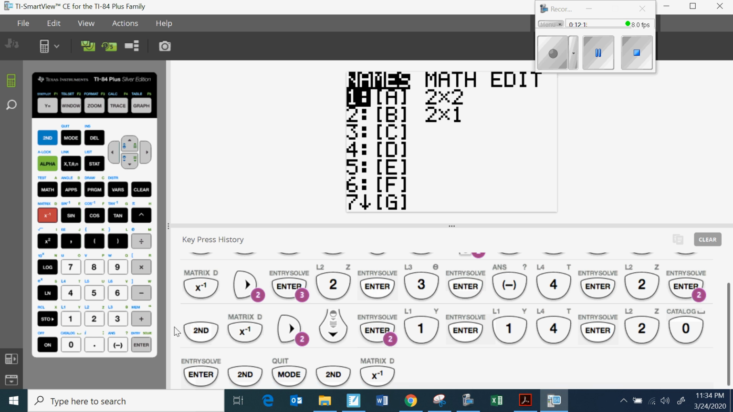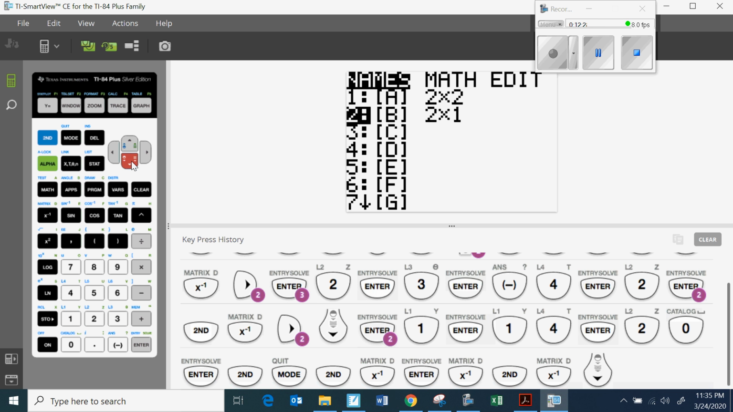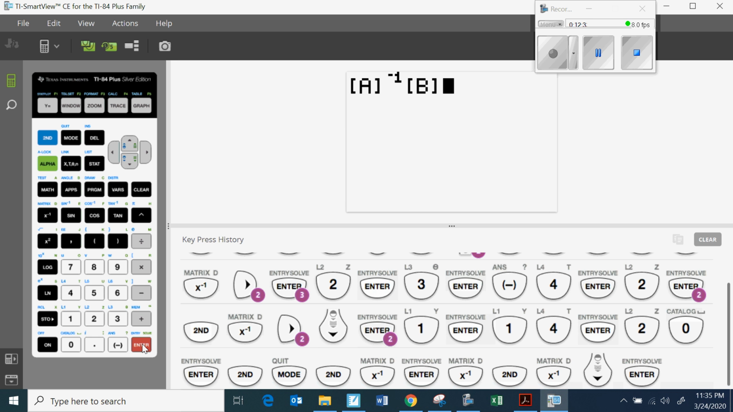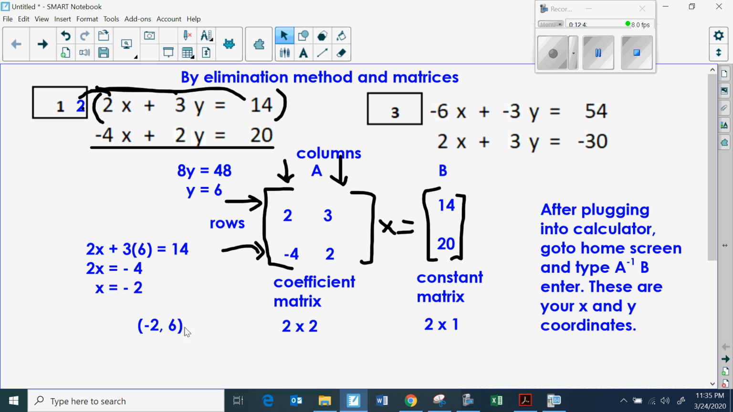So A, remember we're doing A, inverse is the same one as that matrix key. Okay, inverse, and then do second matrix again, and go down to B. Remember, we're using the names because we're putting it on the home screen, not the edit one. There's A inverse B. What's the answer going to be? Who knows? Oh, look at it. We must have done it right. Negative 2, 6. The exact same answer that we have here, negative 2, 6.